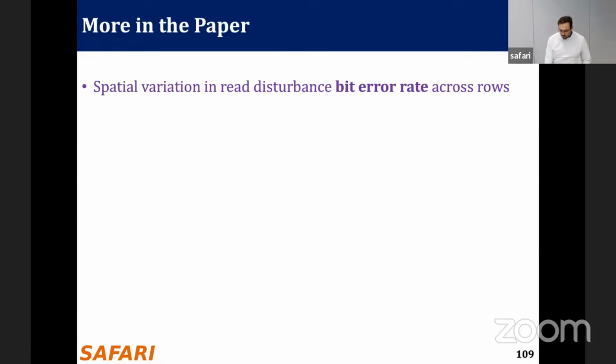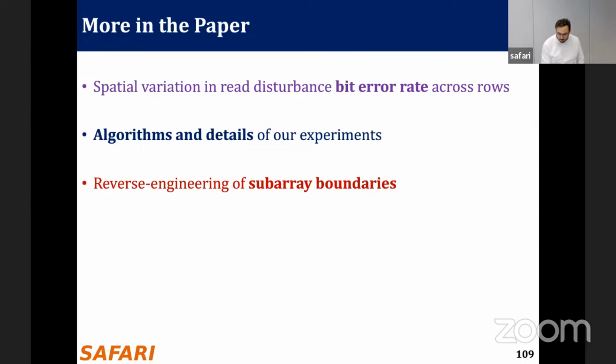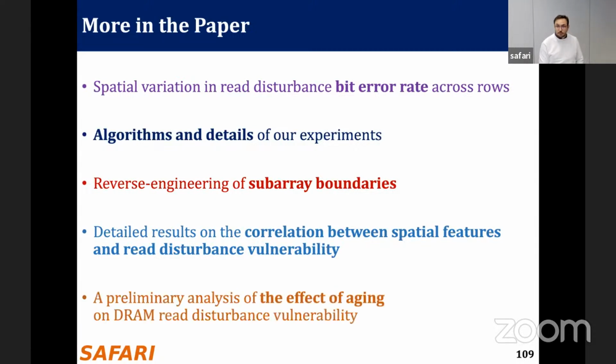Okay, so we have more information in the paper. So we have the spatial variation and read disturbance in terms of bit error rate as well. We explain all our algorithms and details of our experiments. You can go check them. We have some reverse engineering data about finding the subarray boundaries. And we have more detailed results on the correlation between spatial features and read disturbance vulnerability. And we have a preliminary analysis of the effect of aging on DRAM read disturbance vulnerability.